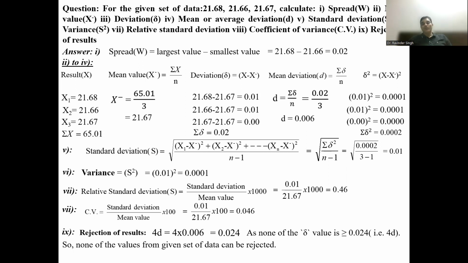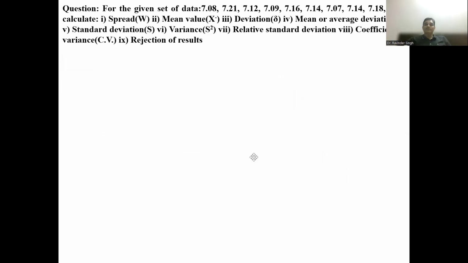So that is the numerical. Now we see the next numerical of the same type with the next data. From the given set of data 7.08, 7.21, 7.12, 7.09, 7.16, 7.14, 7.07, 7.14, 7.18, 7.11, we have to calculate all the same things. You keep calculating in your copy alongside, because we have already solved such a numerical before. In the same way as we solved the previous numerical, we will solve this one. There we had 3 values in the data, here we have more values. That is the only difference.